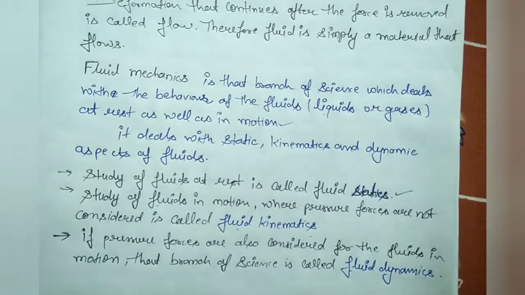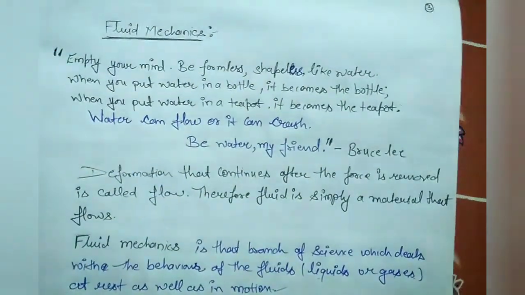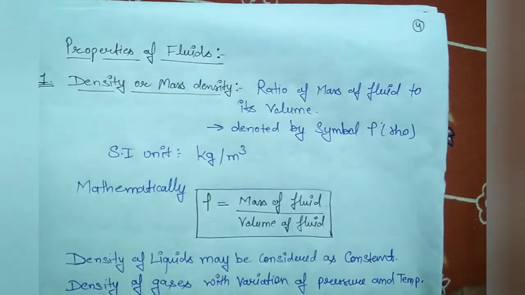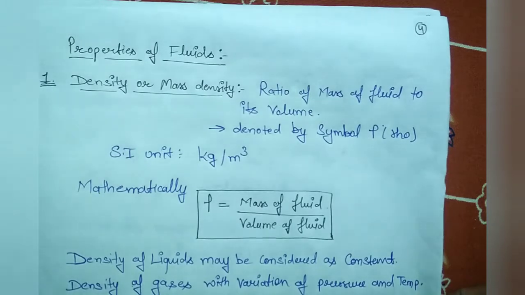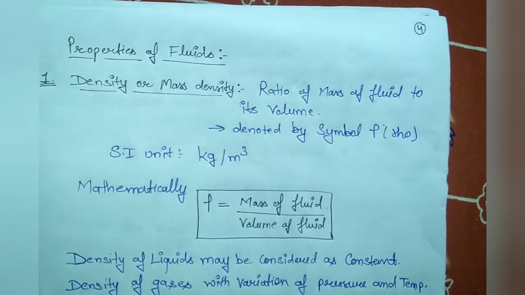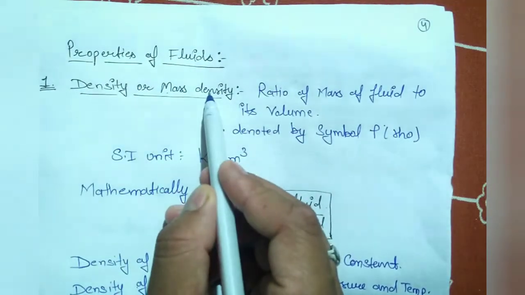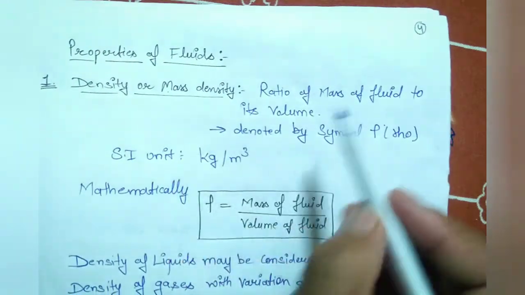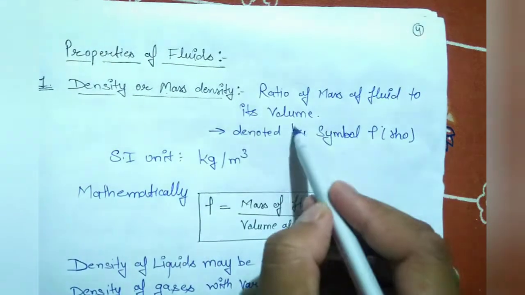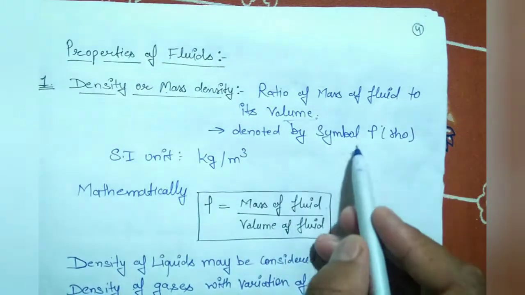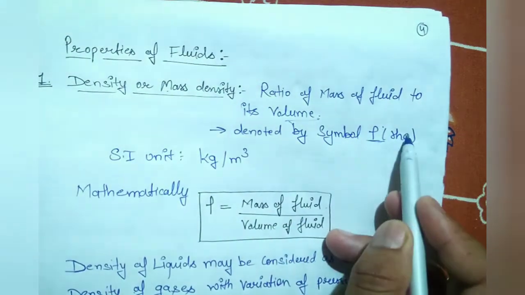Today we will start with the properties of the fluid. Properties of the fluid are very important to understand the behavior of the fluid. Now we'll take one by one the properties of the fluid. The first one is density, or mass density. So what is density? It is the ratio of mass of the fluid to its volume. It is denoted by the symbol rho.